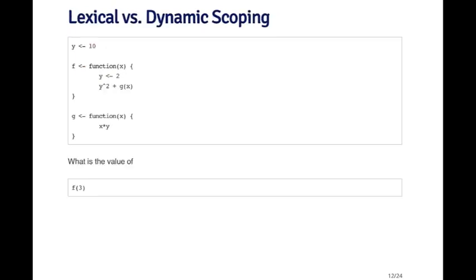So I want to make one brief comparison between lexical scoping, which is what R does, and dynamic scoping, which is what maybe some other programming languages implement.